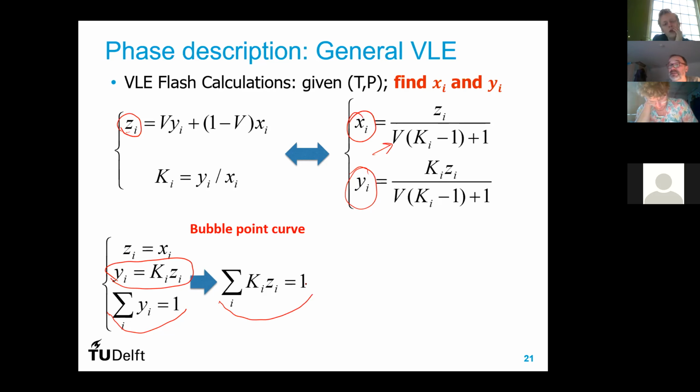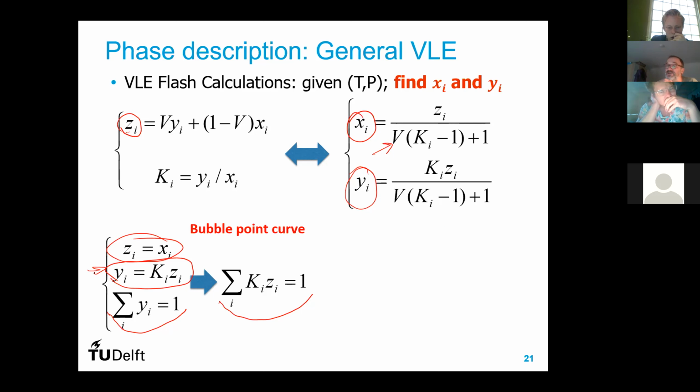It says that if I sum all of my K multiplied by Z, it should sum to 1, just from the definition we have here. So your Z becomes X, your Y becomes KZ, and then you also know that the sum of Y equals 1. That gives you this relation.